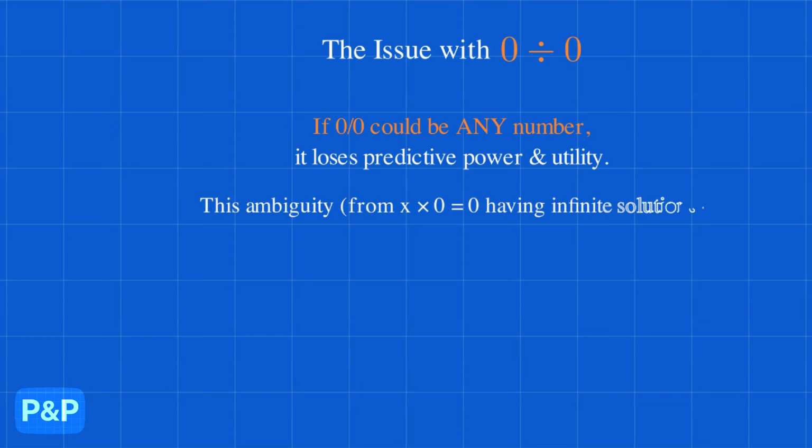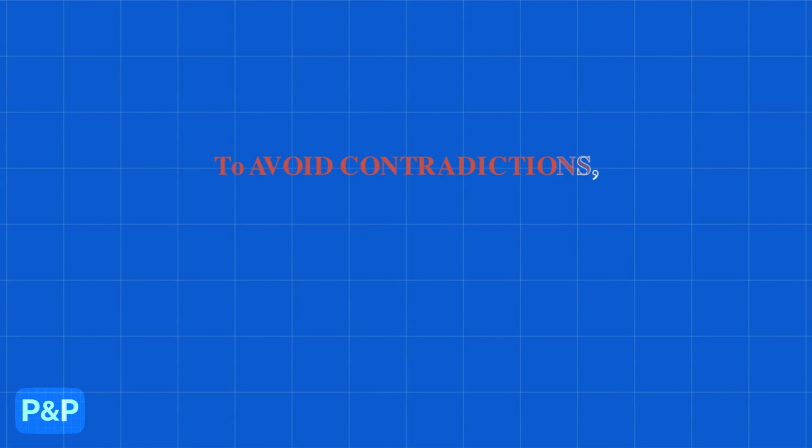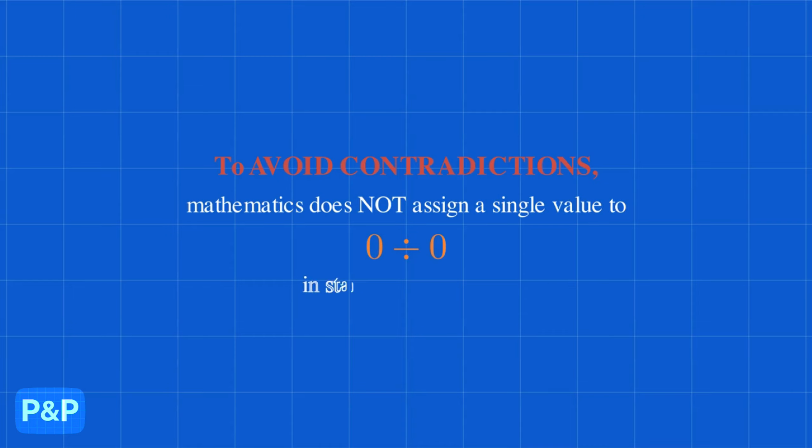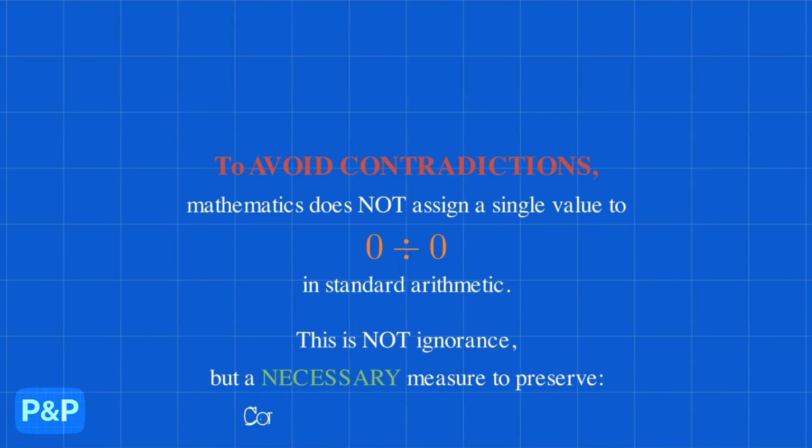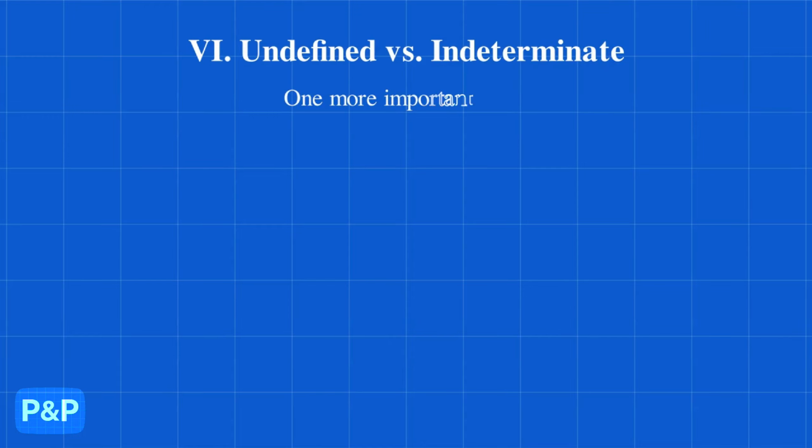If 0 divided by 0 could be any number, it would lose its predictive power and utility as a defined operation. This ambiguity, stemming from infinitely many potential solutions to the multiplication check, is the core reason 0 divided by 0 is treated specially. To avoid such devastating contradictions, mathematics refrains from assigning any single numerical value to 0 divided by 0 in standard arithmetic. This refusal is not an admission of ignorance, but a necessary measure to preserve the consistency and integrity of the number system.